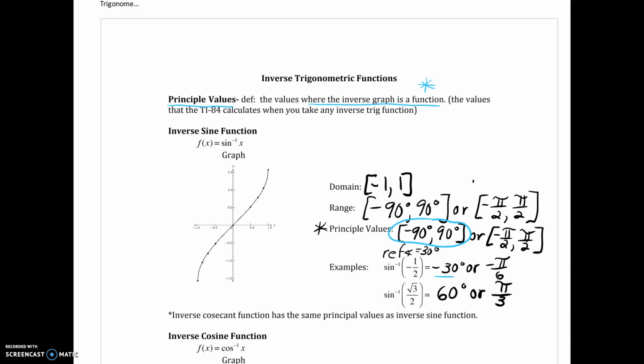All right, we're going to look at the cosine function also right now. And then tangent and cotangent are slightly different, so we are going to look at those separately. We don't do inverse cosecant or inverse secant because we can use sine and cosine for solving for those.